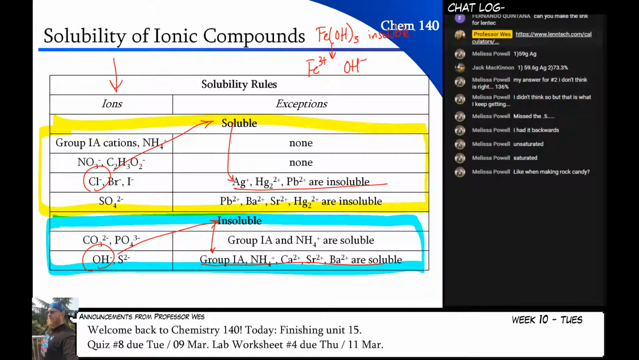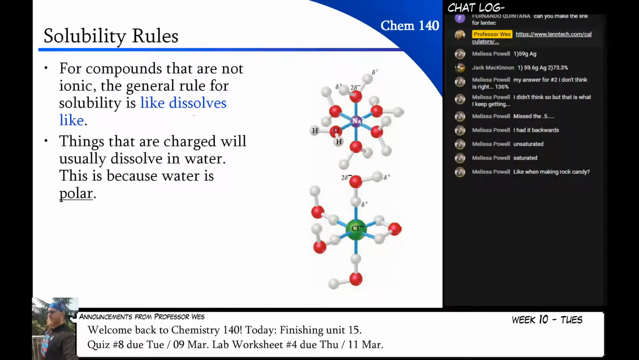Now, if you do land on an exception, then you are the opposite of what table you're in. So, for example, if I looked up AgCl, which is these ions, I would look up chloride and say, oh, chlorides are soluble unless they're paired with Ag+, which we do have, so this would be insoluble. All right, that's how you do the solubility rules. We're going to come back to that in just a second.